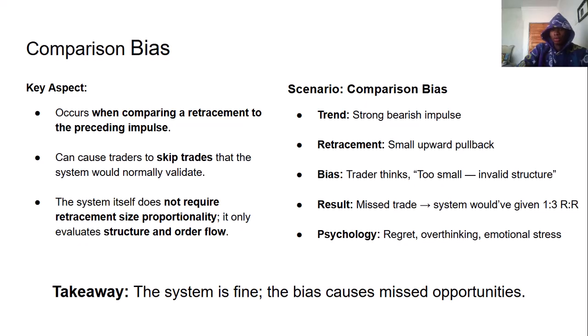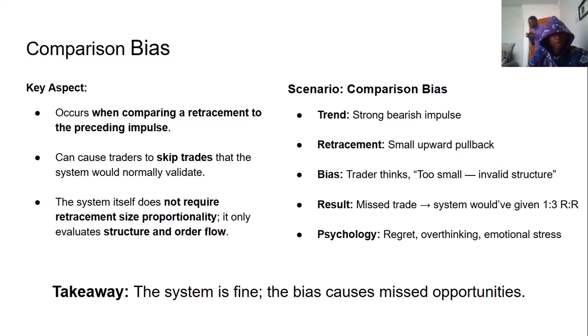Right. So a scenario of comparison bias is when we have a strong bearish impulse and a small upward pullback. I think that, well, this is too small. We need a deeper pullback, or deeper retracement, so that I can say this is a valid lower high. But then what I'll do with that small upward pullback is I'll invalidate that structure, and the result is price pushes even lower. Price pushes even lower, and then we form a lower low, get a break of structure, continuation signature.